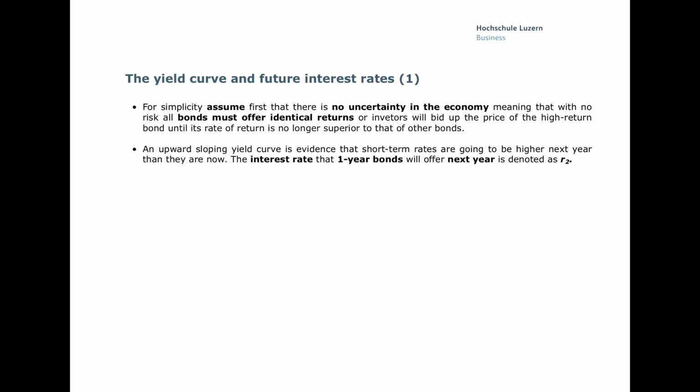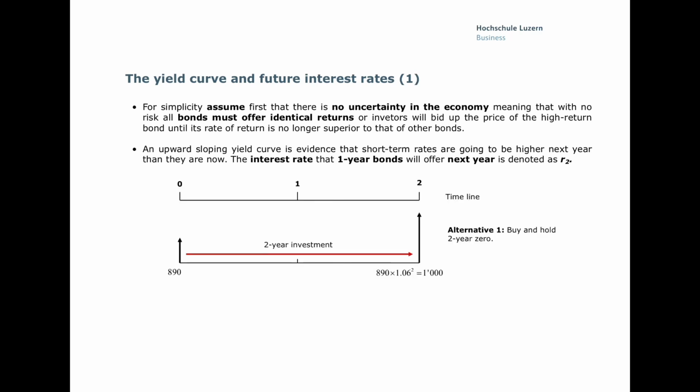In order to see what the yield curve has to say about future interest rates, let's assume for simplicity that there is no uncertainty in the economy. This means that with no risk, all bonds must offer identical returns, or investors will bid up the price of the high return bond until its rate of return is no longer superior to other bonds. In this context, an upward-sloping yield curve can be understood as evidence that short-term rates are going to be higher next year than they are now.